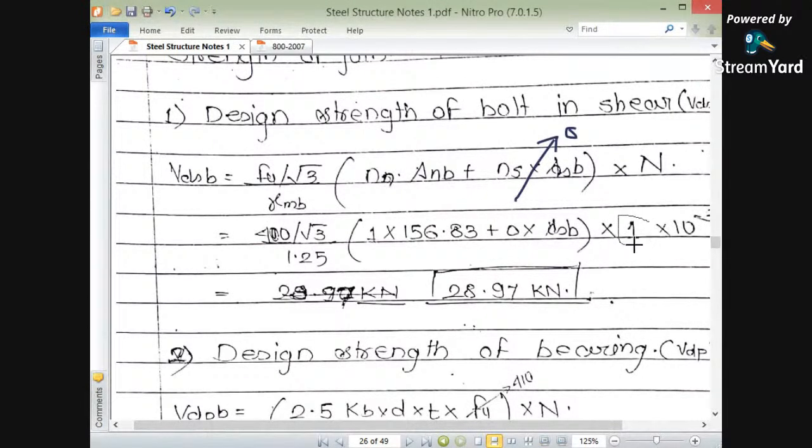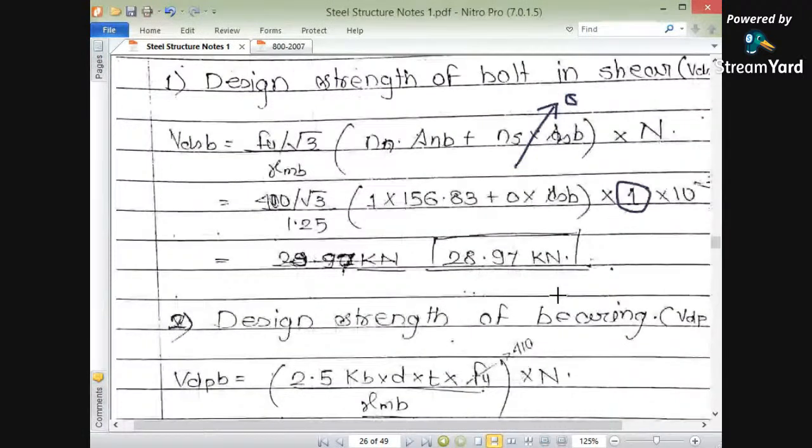Therefore, we have multiplied it with alpha of 1. So minimum we are multiplying this with alpha of 1. Why? Because it is single shear.